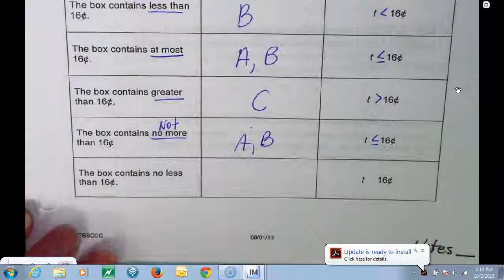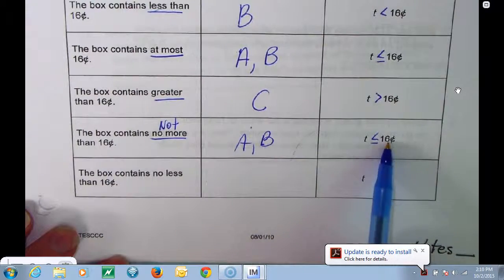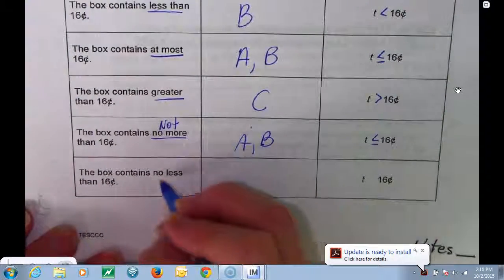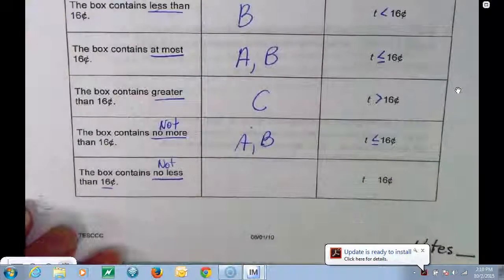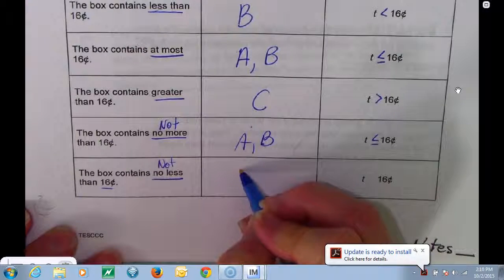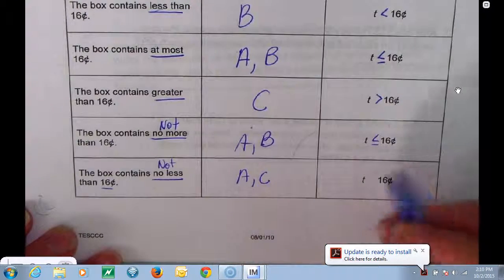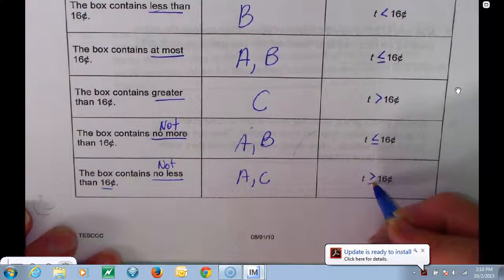It just takes a little while to learn this. Not more than, but less than. But it can include that 16. The box contains no less than 16 cents. Not less than, but more and equal to. So A and C. So it's going to be what? Greater than or equal to.